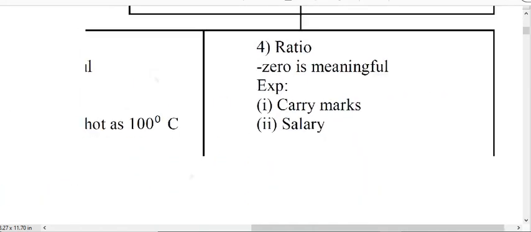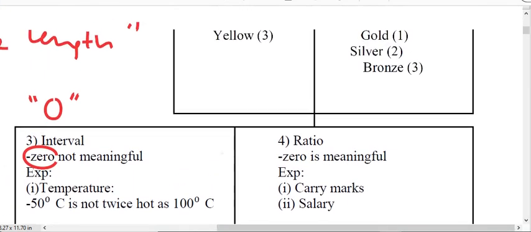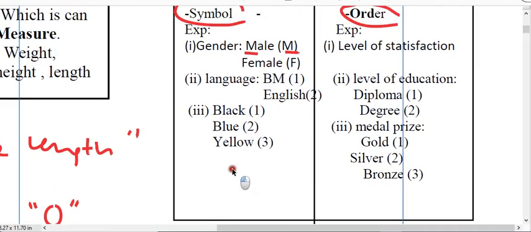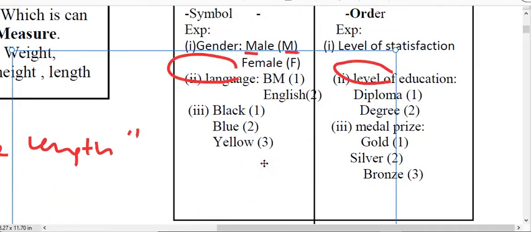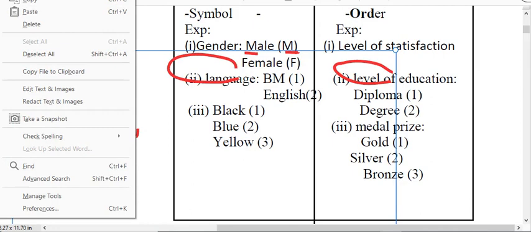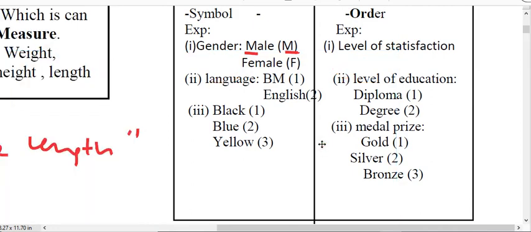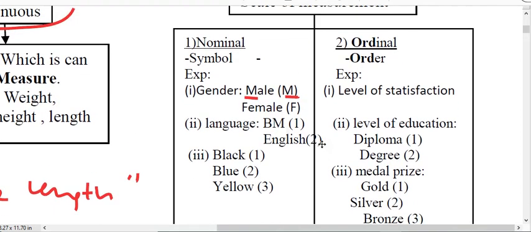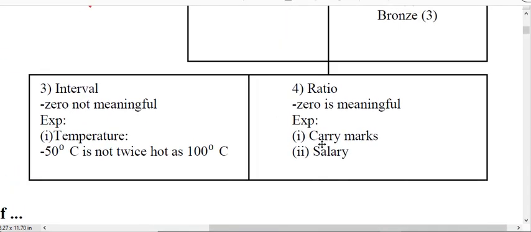So can you get the idea? Again, I purposely put these as a comparison here. For ordinal is order, nominal is symbol. Same goes with the other two: interval, you have 0 not meaningful. Ratio, 0 is meaningful. Just simple like this.